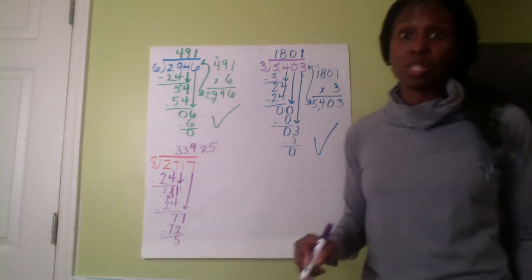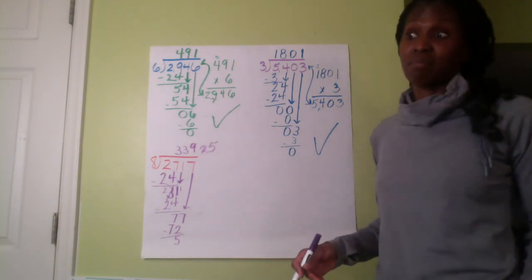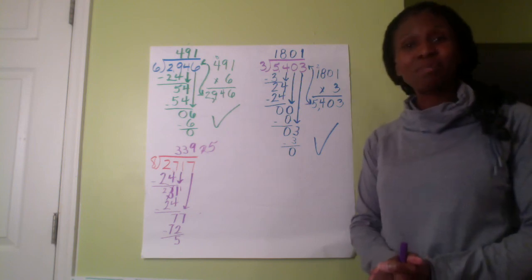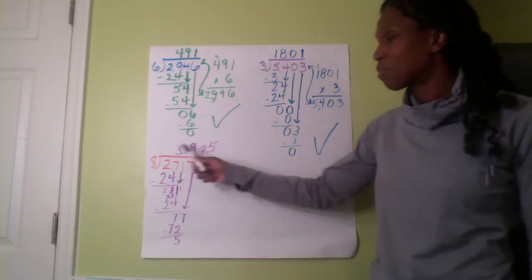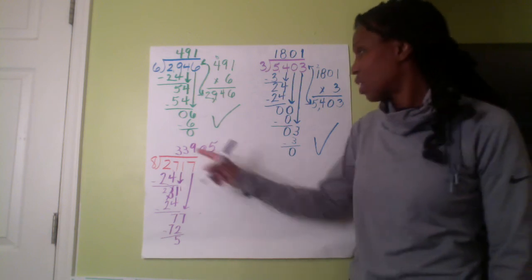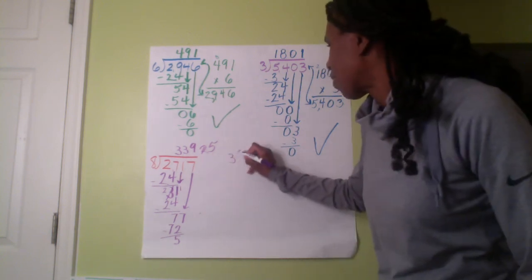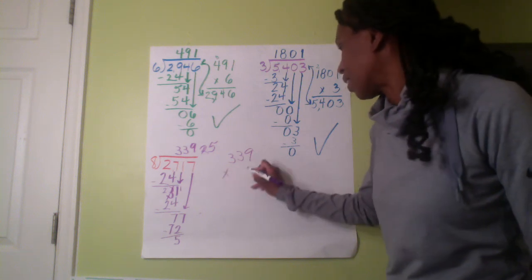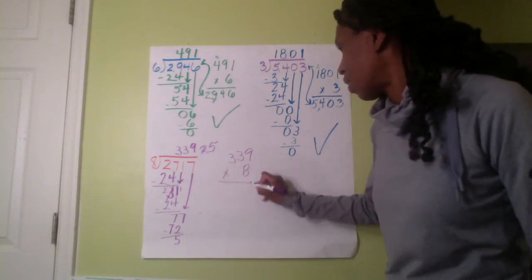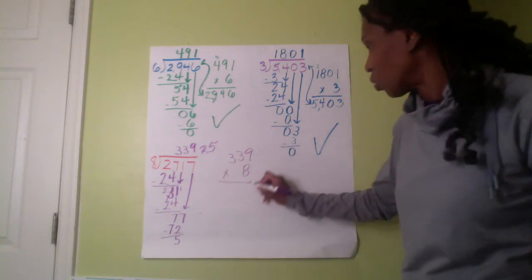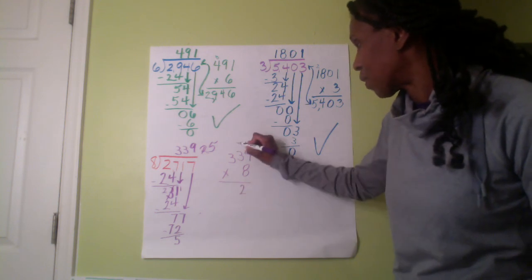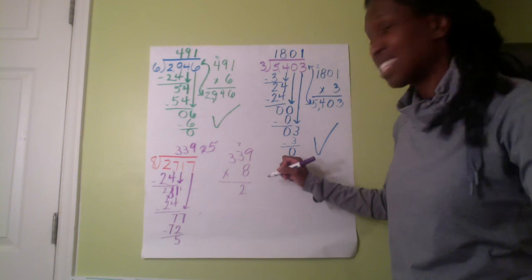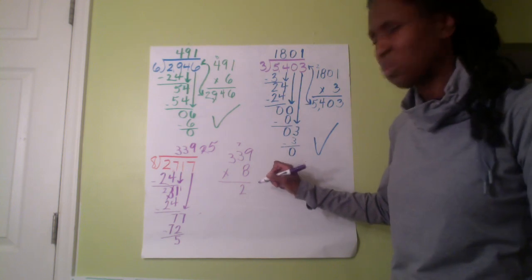All right, question: is it correct? I hope so. How can we find out? We can multiply. All right, so we're going to multiply the numbers that are outside of the house. So we have 339 times 8. All right, here we go. 8 times 9 is 72. Here's my 2. I'll bring my 7 up here. And then 8 times 3 is 24. 24 plus 7 is 31.